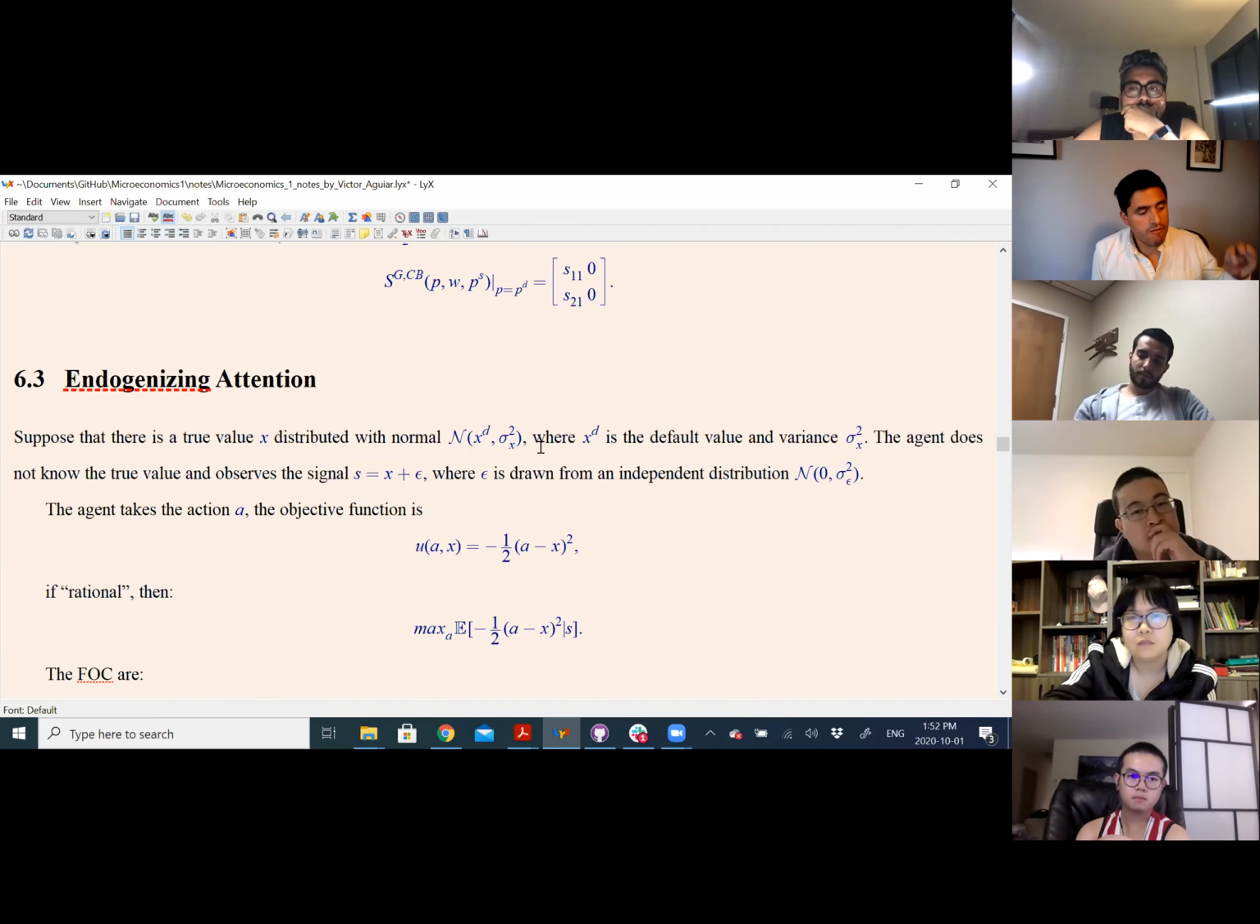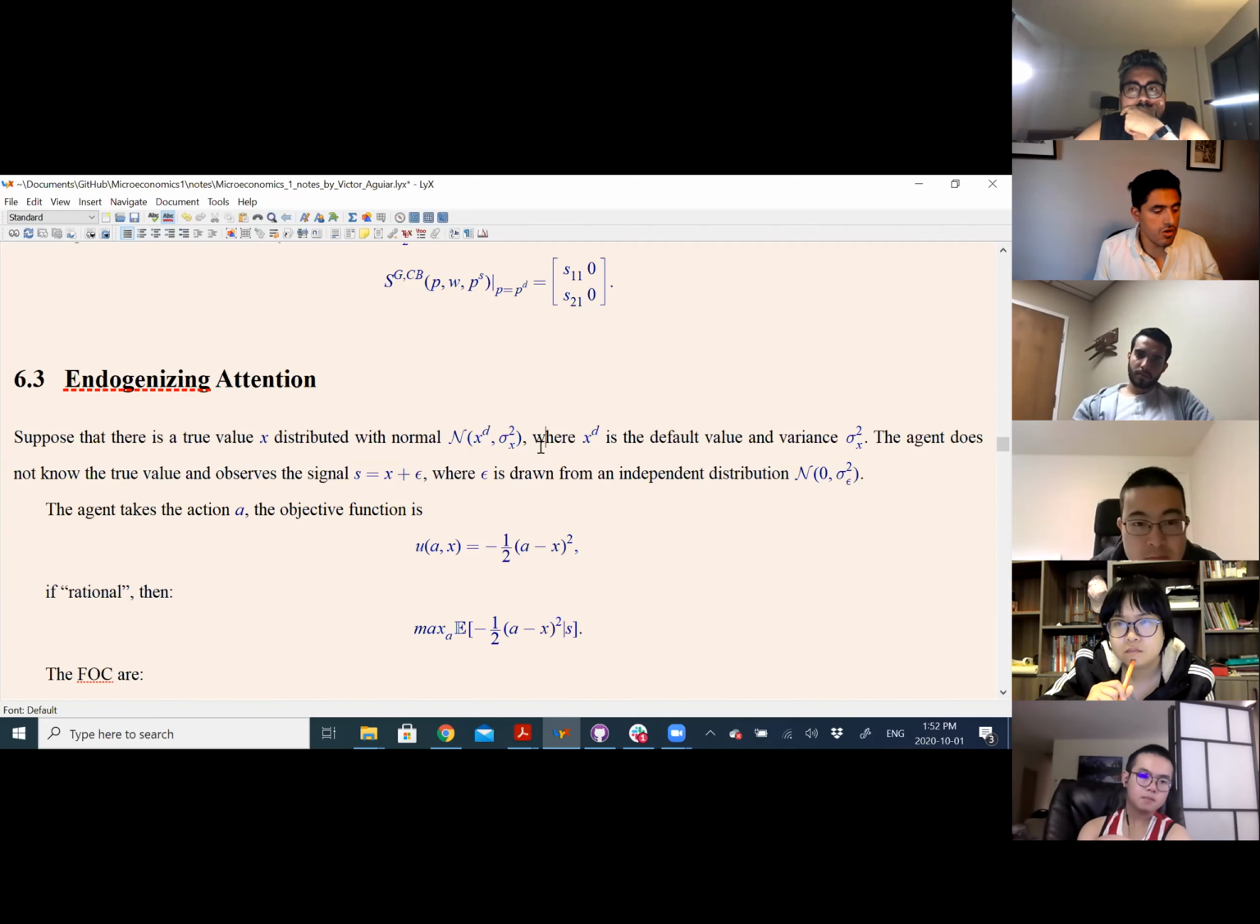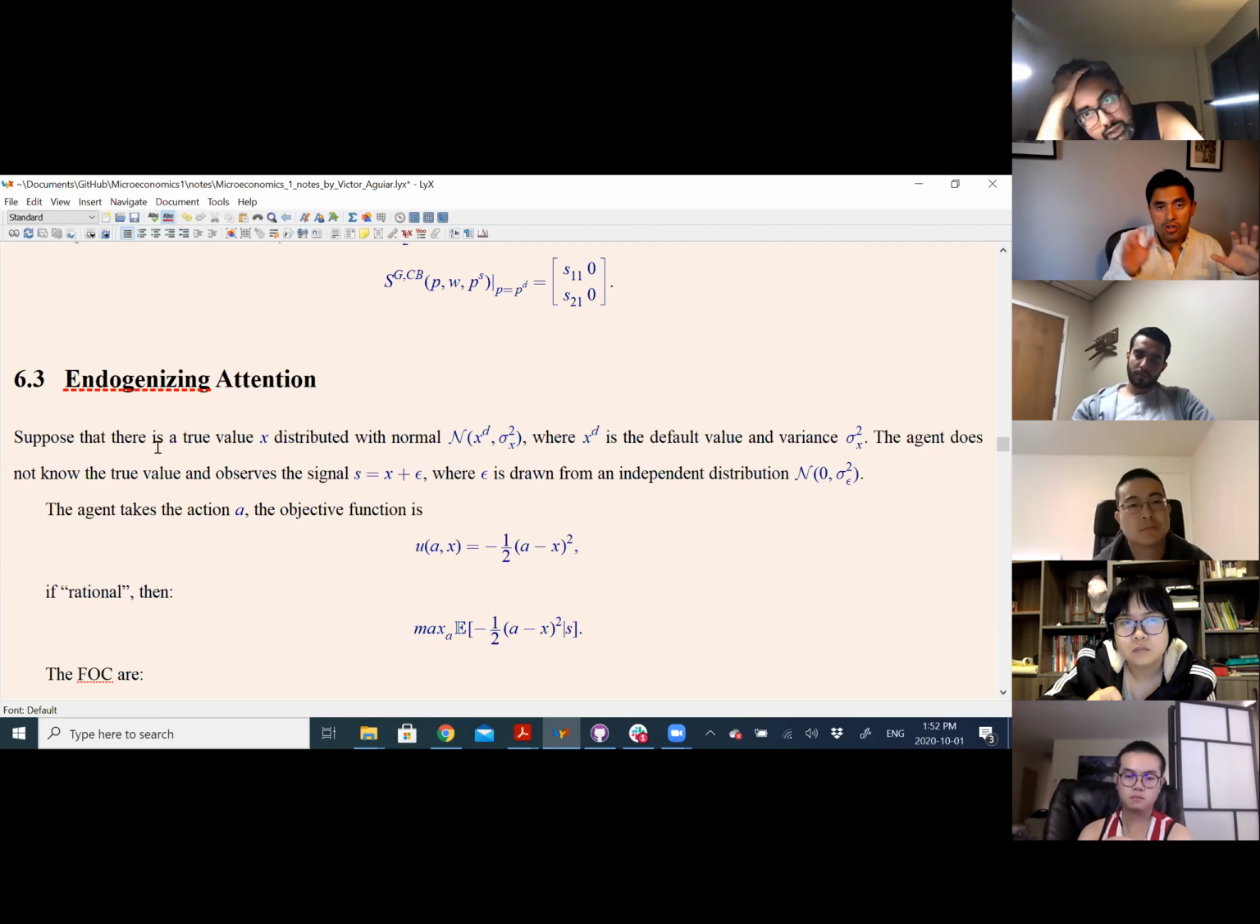So I'm going to start with a very simple first step of trying to tell you the simple problem of Bayesian updating with normal distributions. So it's going to be very easy. And then we're going to think of a model that endogenizes attention. So right now we're going to stop with the consumer problem and study a simpler problem of decision making.